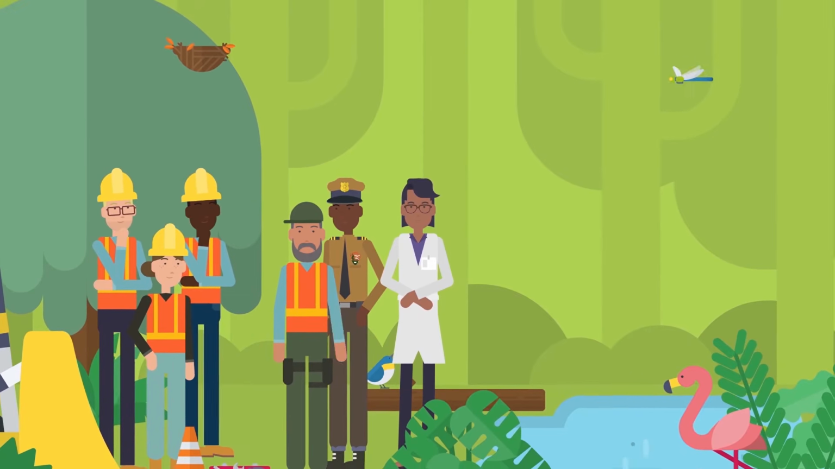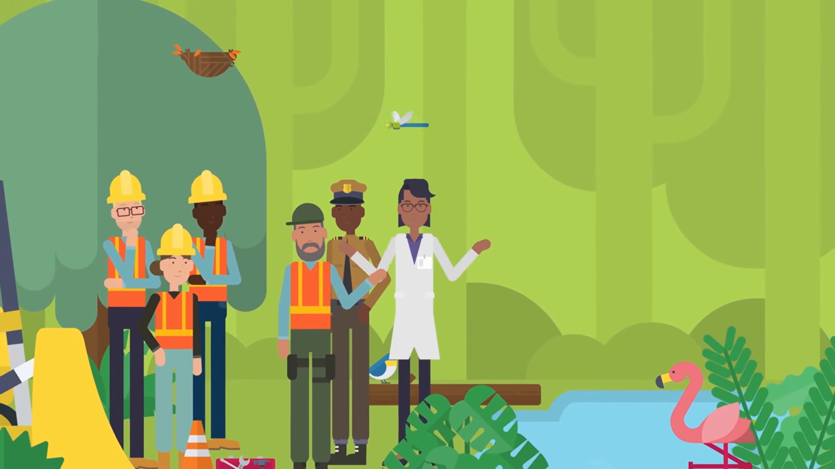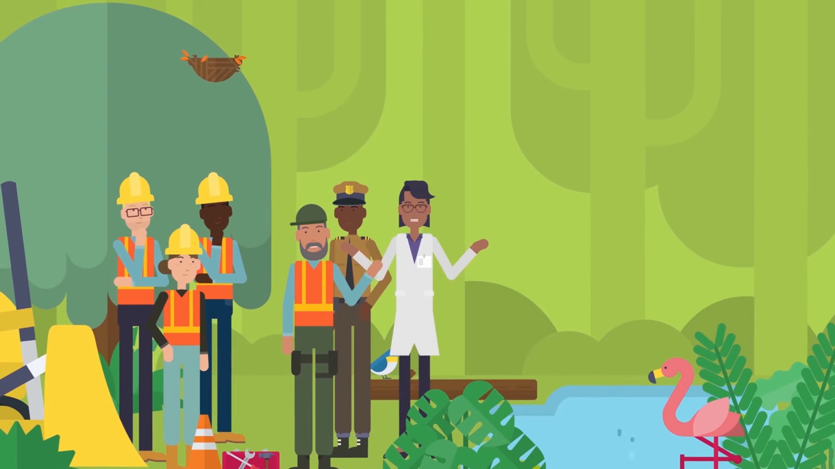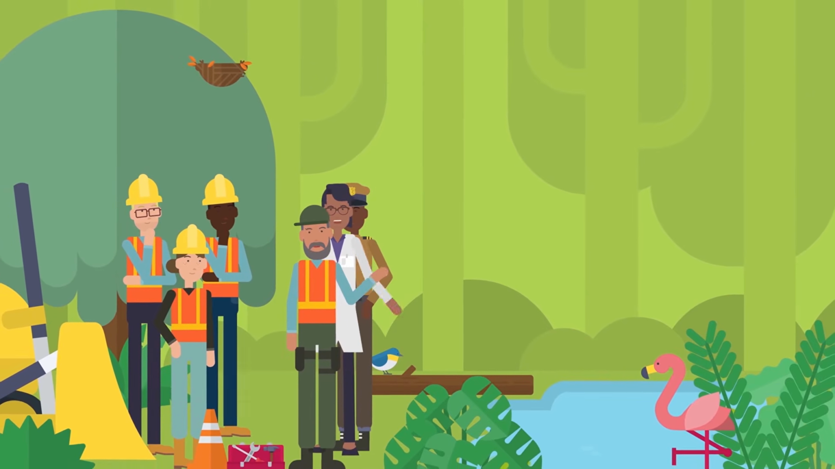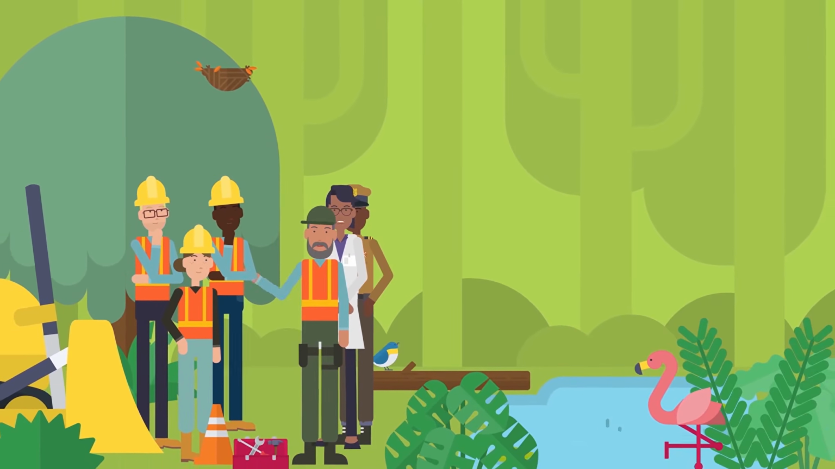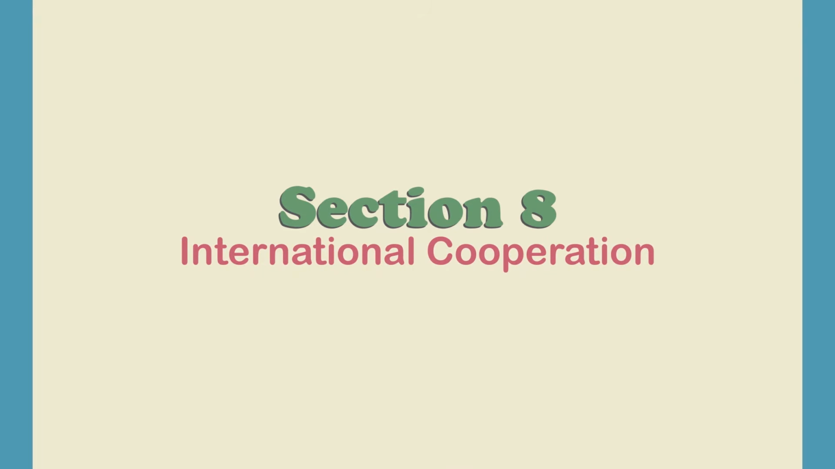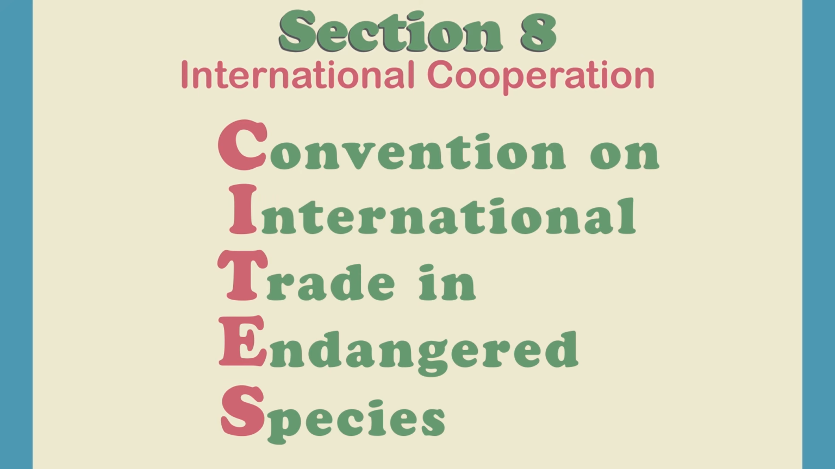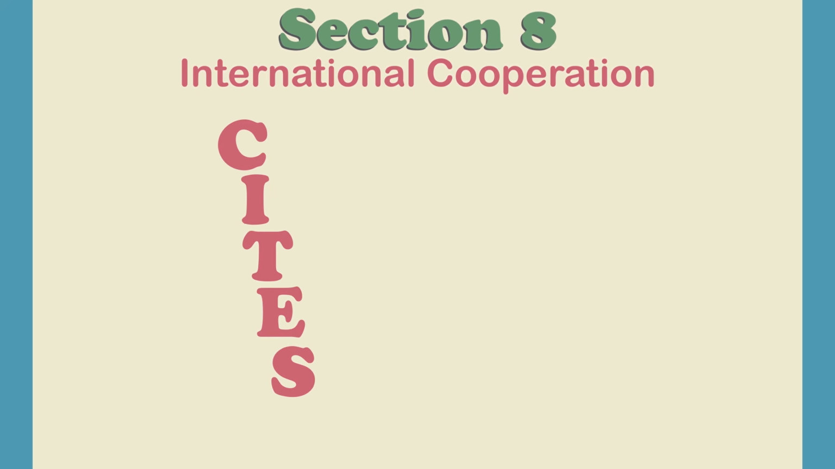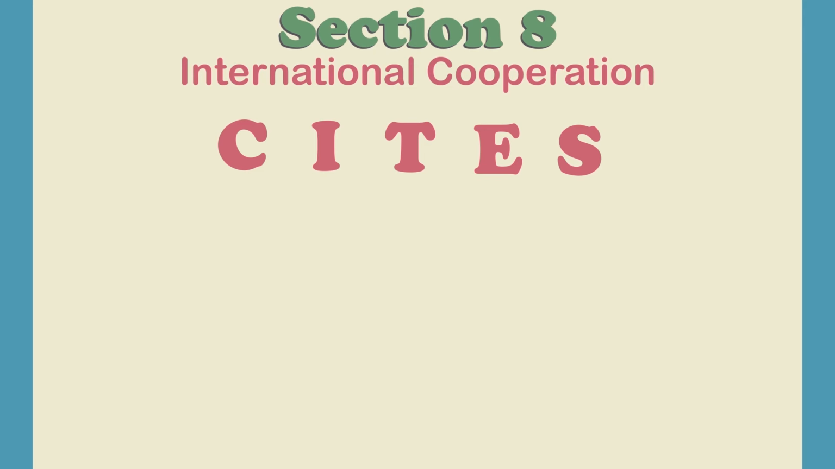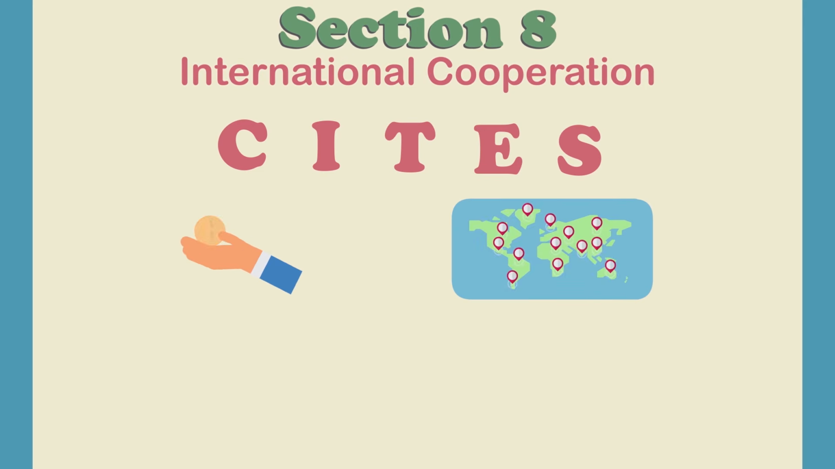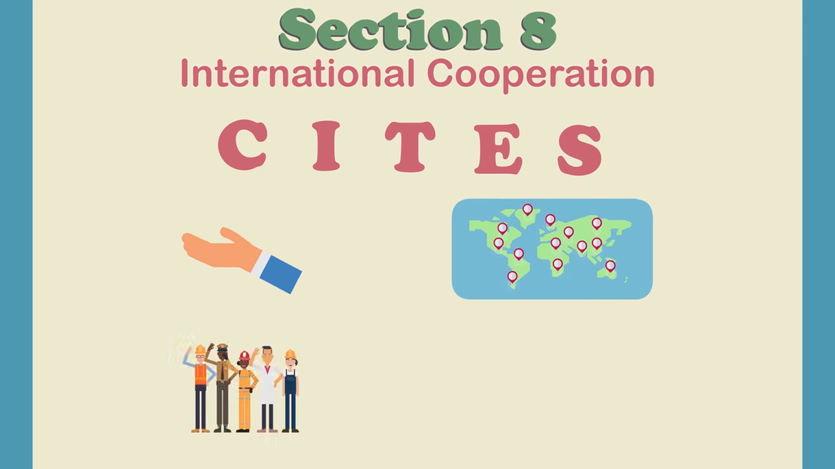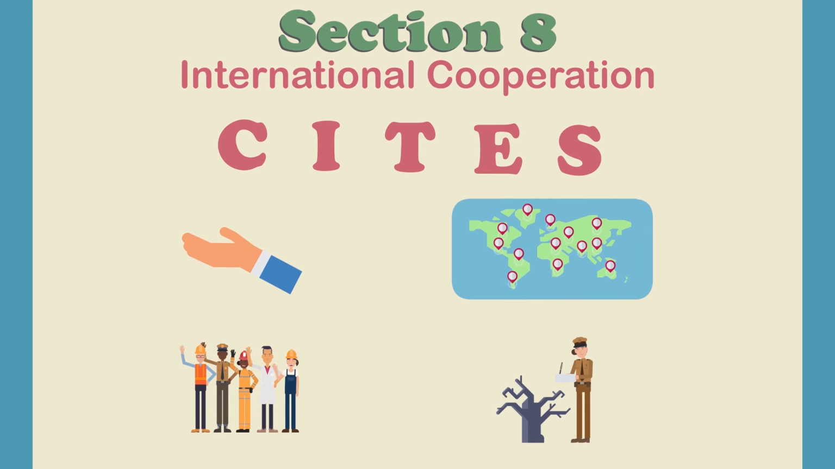As a result, federal agencies have a unique opportunity and obligation to assist recovery implementation by addressing threats that result from their programs and actions. Section 8 provides for international cooperation, primarily through the Convention on International Trade in Endangered Species of Wild Fauna and Flora, or CITES. This section provides financial assistance, encourages foreign programs, provides personnel, and conducts or supports law enforcement investigations.